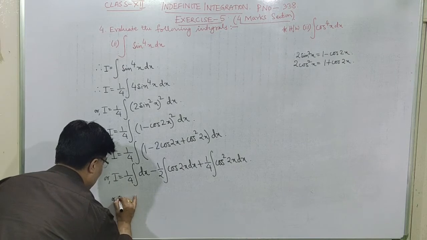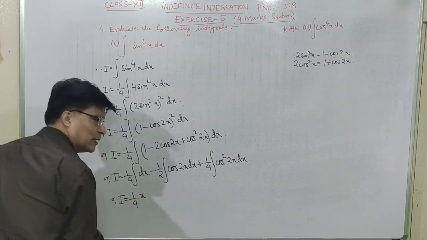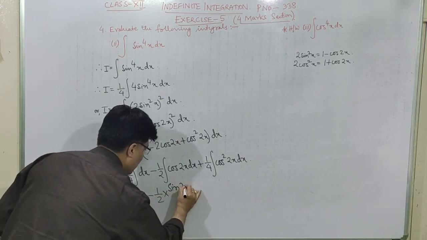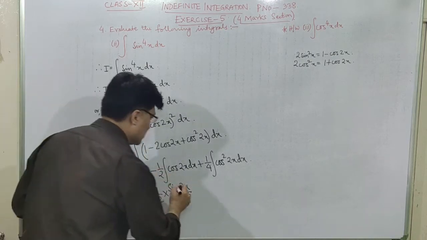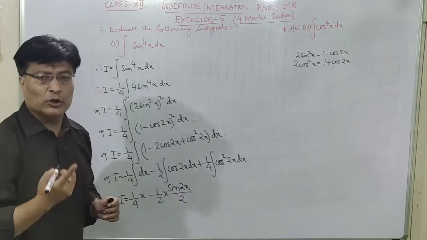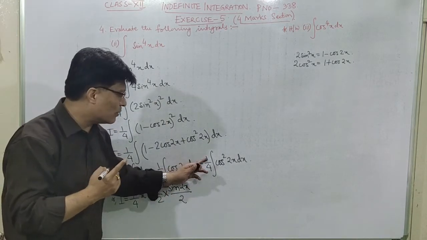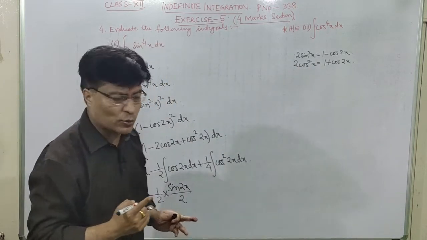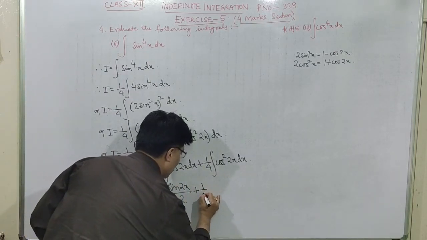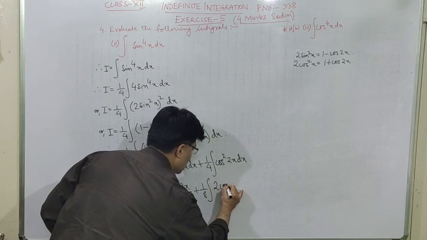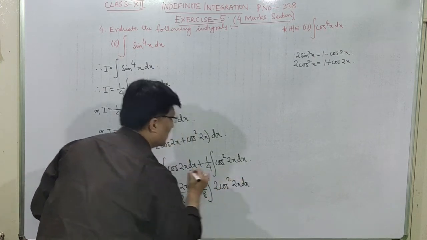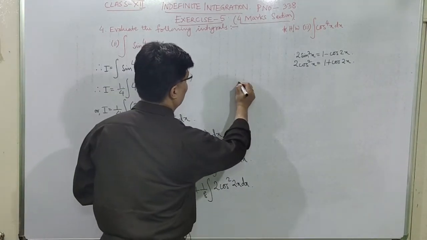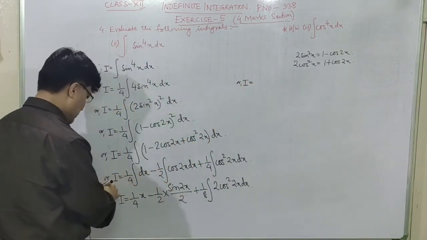So I is equal to 1/4. What is integral of dx? x, minus half into what is integration of cos 2x? It will be sine 2x by 2, right? In this case, since there is cos square, you know that you have to convert into multiple angles form. So you should multiply and divide by 2 here, so that you can use the formula of 2 cos square x, which is equal to 1 plus cos 2x. So plus this will be 1 by 8 integration of 2 cos square 2x dx. So I think you have understood it. Okay, so let us simplify now. In the next step, I is equal to, this is x by 4.